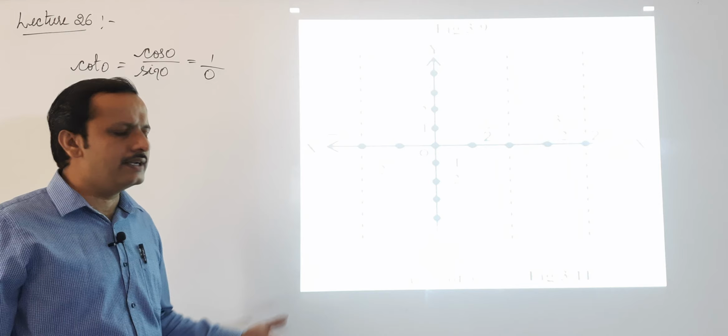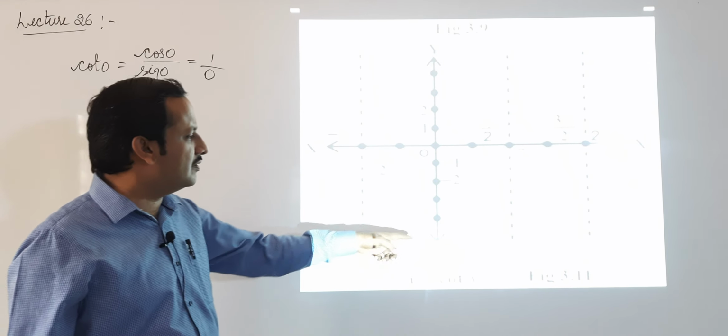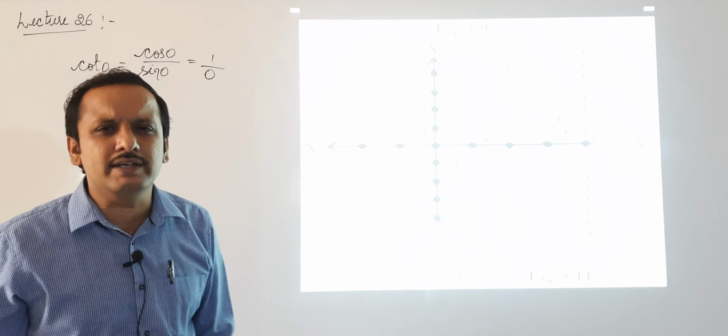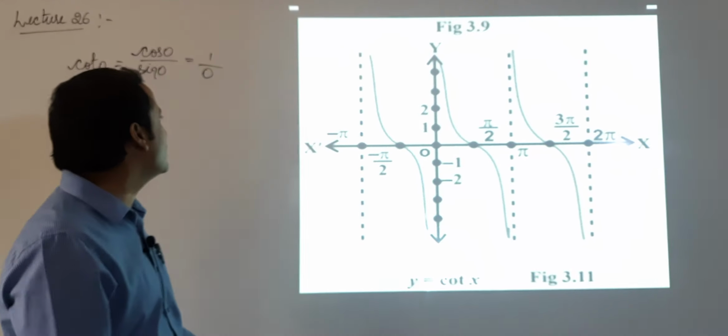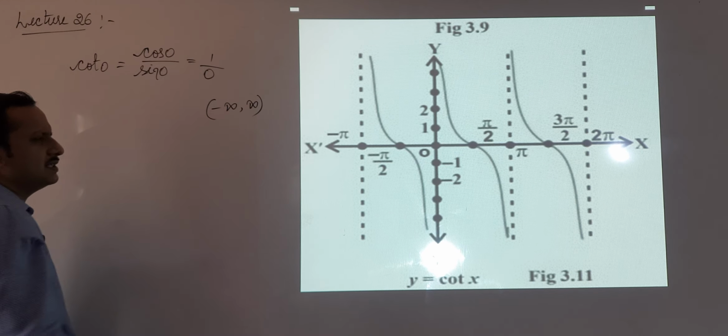Okay. So, what is the range? As you can observe, it will go down in this way and it will go up in this way. The range means all the values that cot x can take. Cot x can take any value from minus infinity to plus infinity. So the range is minus infinity to plus infinity.